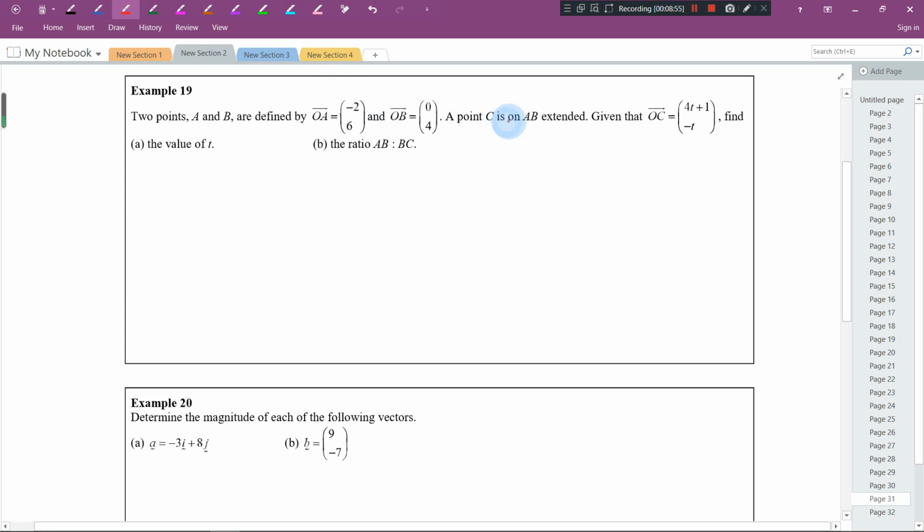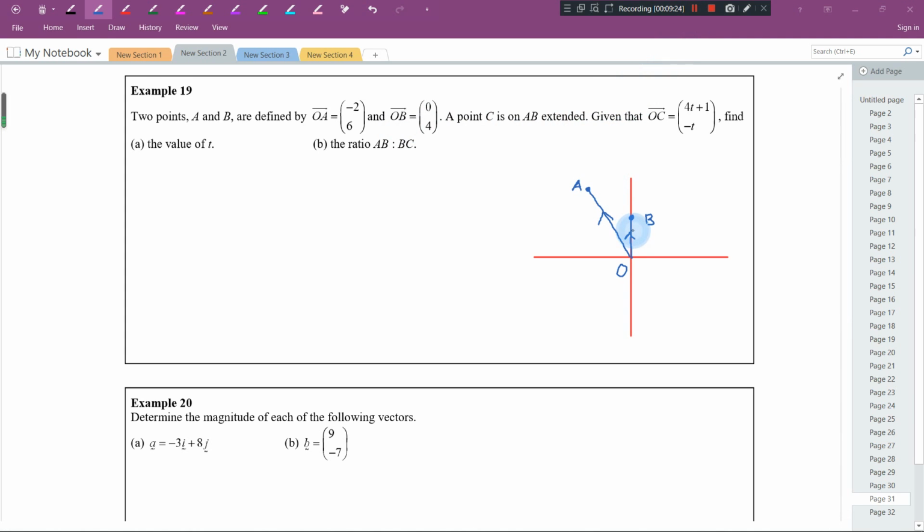And a point C is on AB extended. It means that A, B, C, these 3 points are collinear. And OC is this. Find the value of T. Okay, they are collinear. So when 3 points are collinear, what can we get? What type of information can we get from there?